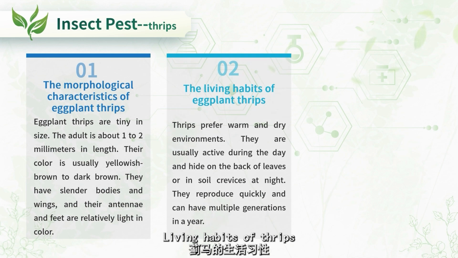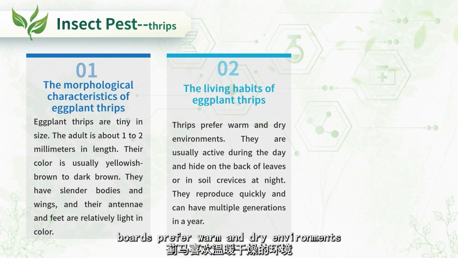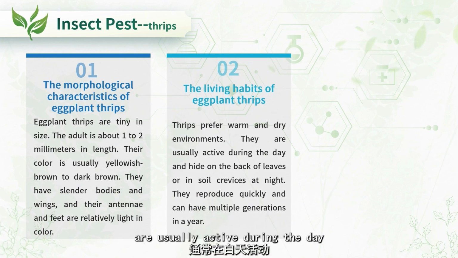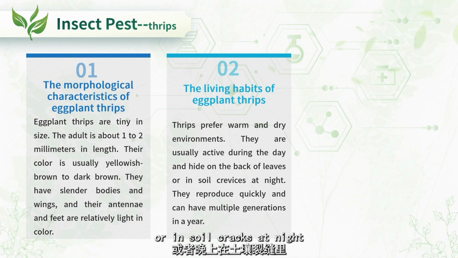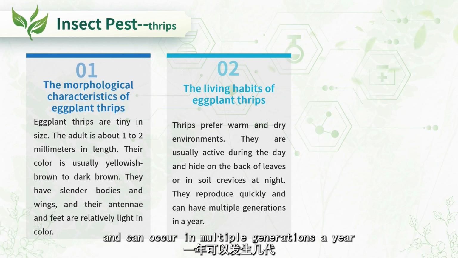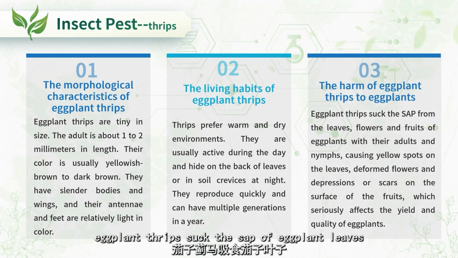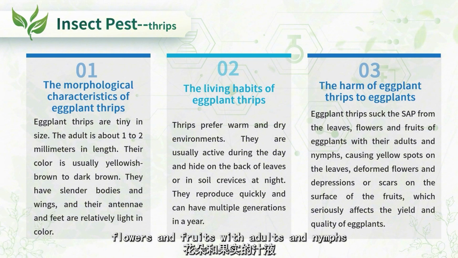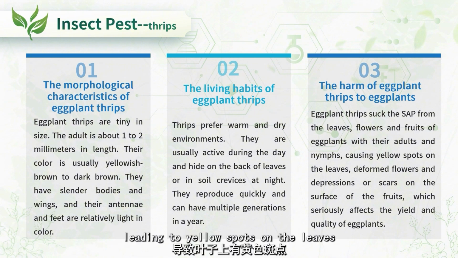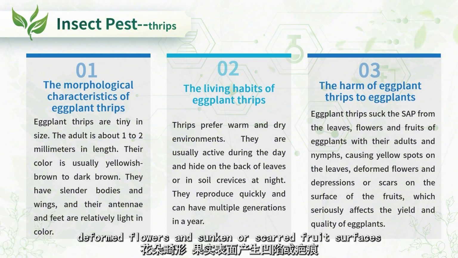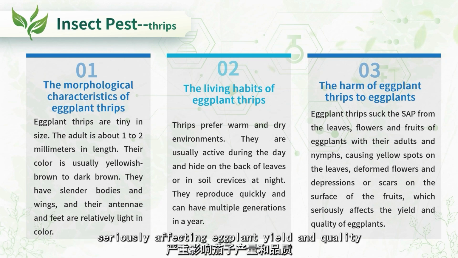Living habits of thrips. Thrips prefer warm and dry environments, are usually active during the day, and hide on the back of leaves or in soil cracks at night. They reproduce rapidly and can occur in multiple generations a year. Eggplant thrips suck the sap of eggplant leaves, flowers, and fruits with adults and nymphs, leading to yellow spots on the leaves, deformed flowers, and sunken or scarred fruit surfaces, seriously affecting eggplant yield and quality.